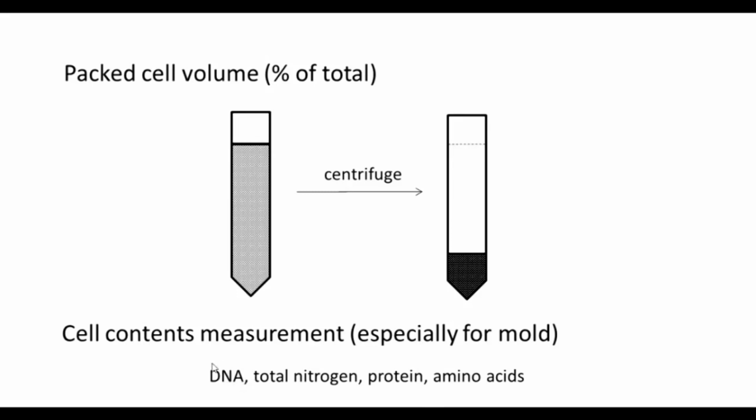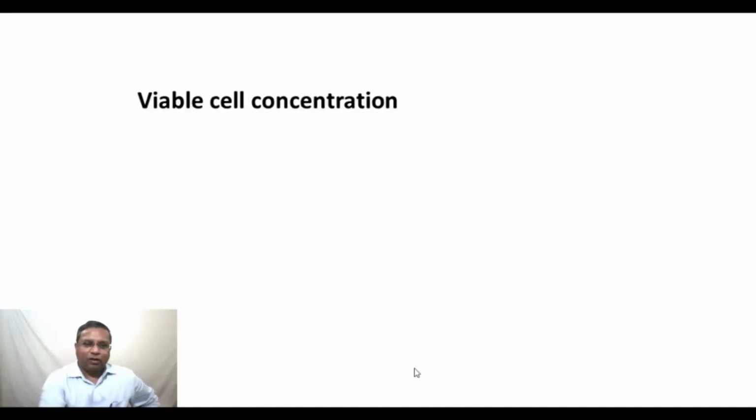DNA is usually preferred because it doesn't vary too much during the various parts of the cell cycle and so on, before it splits up, of course. Total nitrogen could be measured, protein could also be measured, but there would be variations. Amino acids, there are some variations, but these are all accepted methods for cell contents measurement. Those were the methods for measuring total cell concentration.